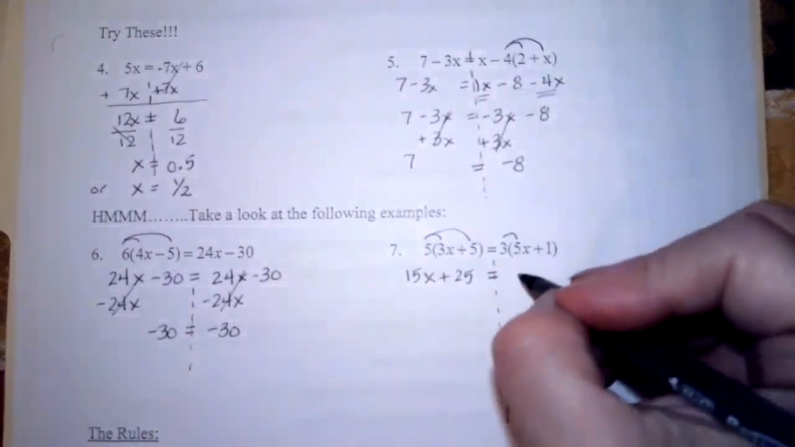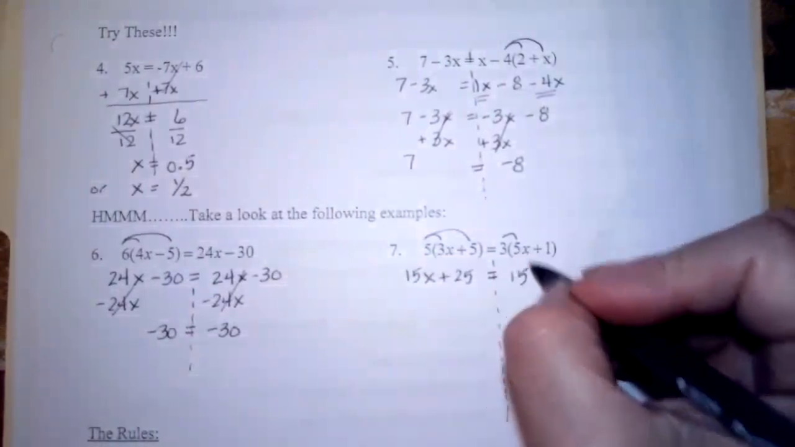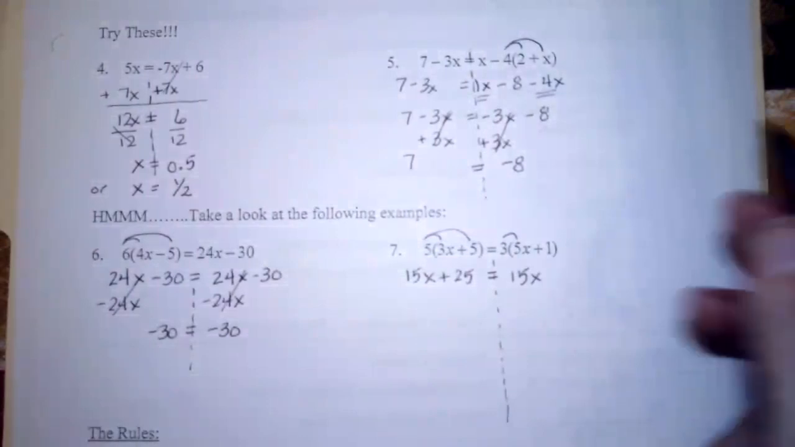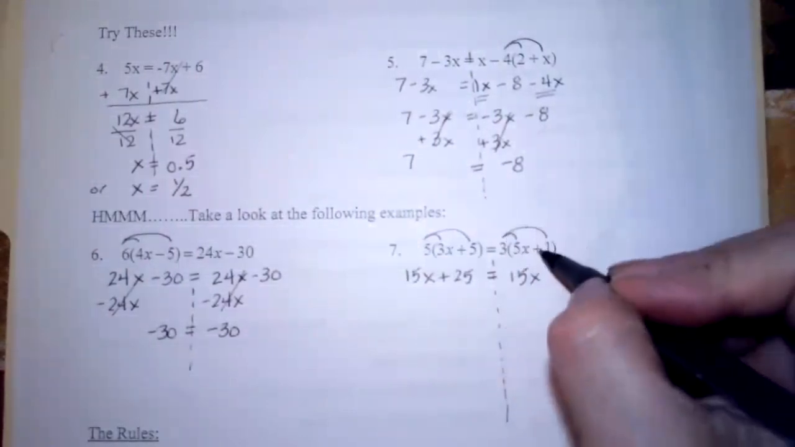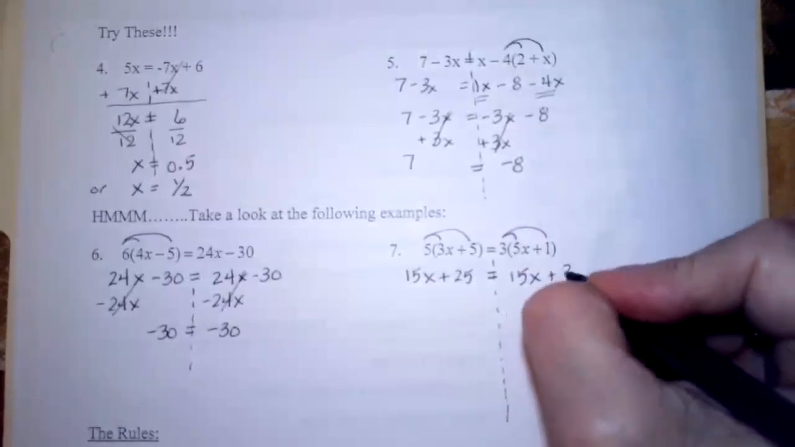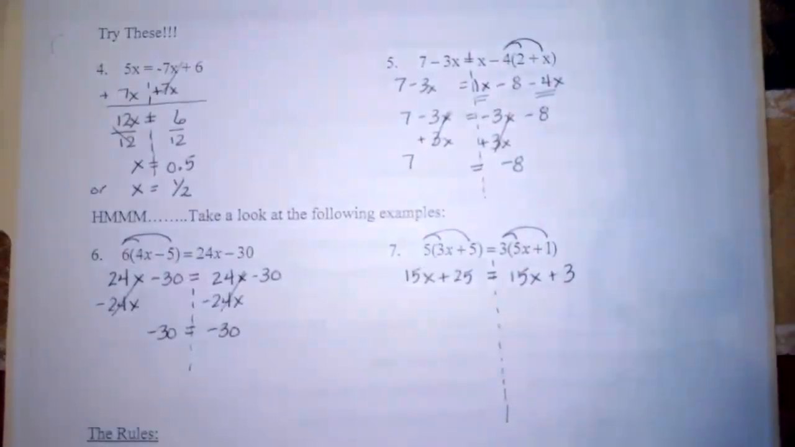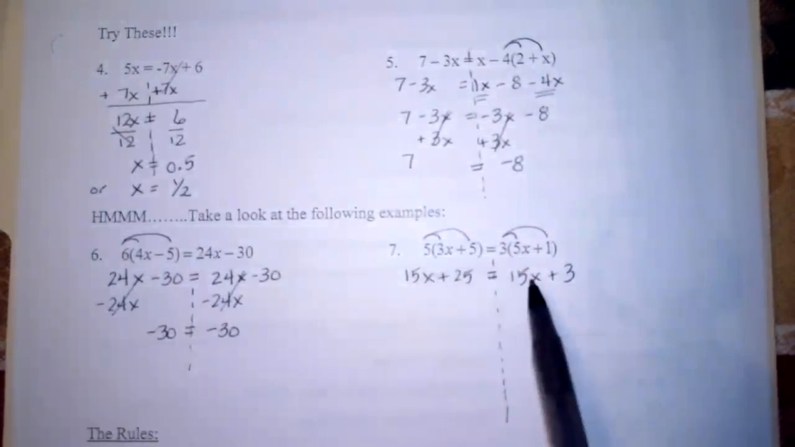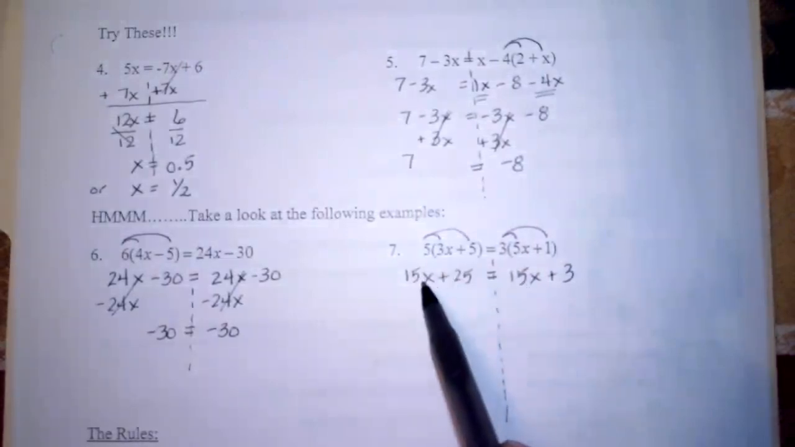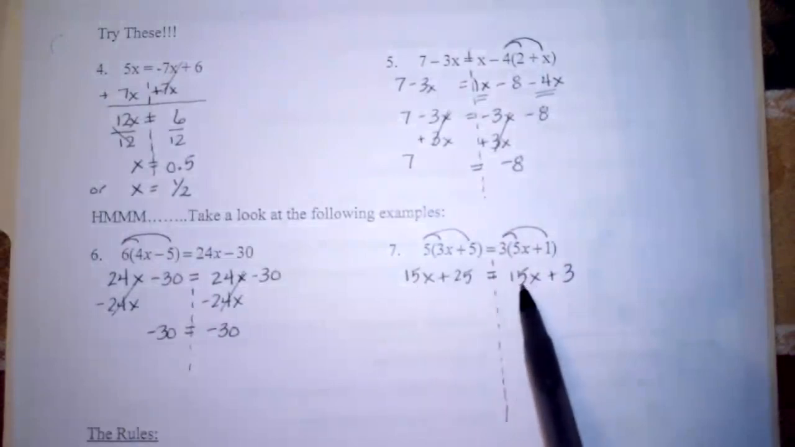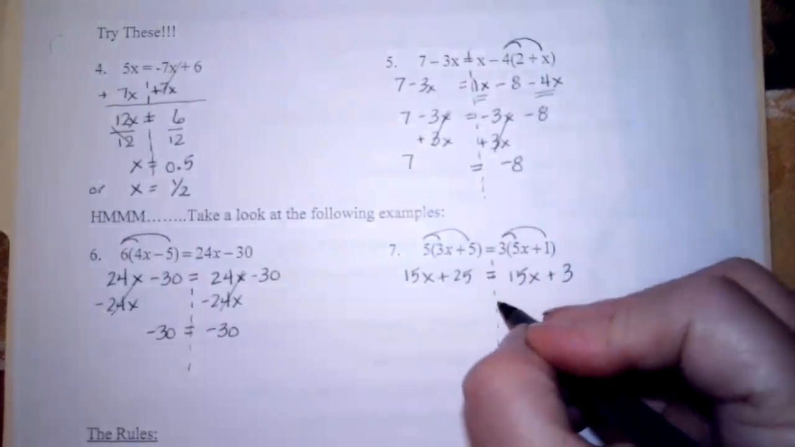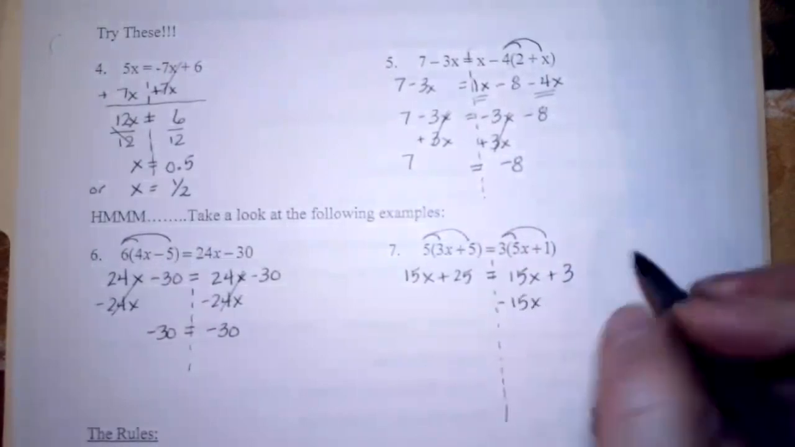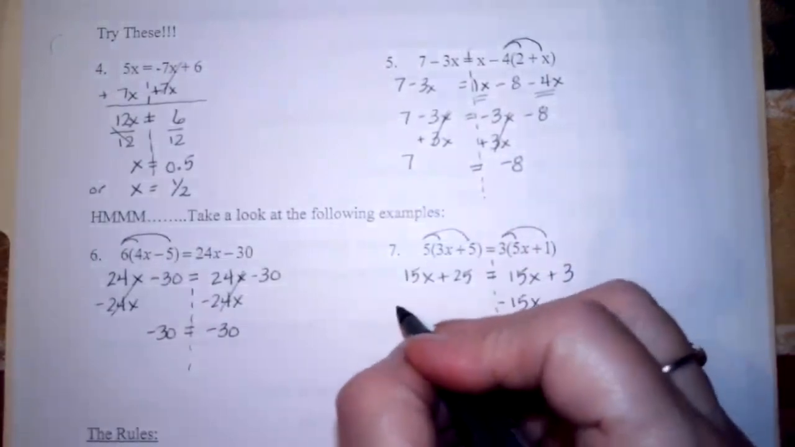3 times 5x. So 3 times 5, 15. Put the x back in. And then we have to go 3 times 1, and it's a positive, plus 3. Okay, again, our goal, we still have variables on both sides. We want to get all the variables to one side. Again, we could move these 15 to the left, or we can move these 15 to the right. So sometimes you have some choices. I personally usually like to go to the left.